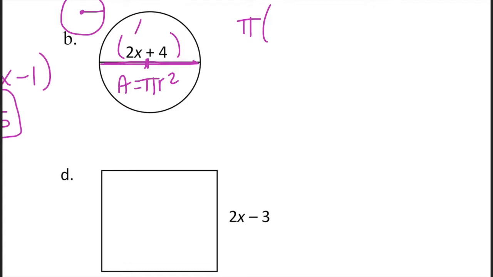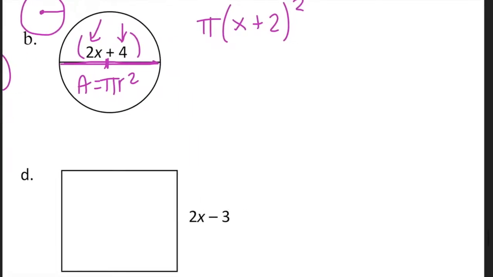So let's think about this. What's half of 2x? 1x. What's half of 4? 2. Now, I have to square that. Now, I've been seeing a lot of misconceptions with expressions like a binomial squared.